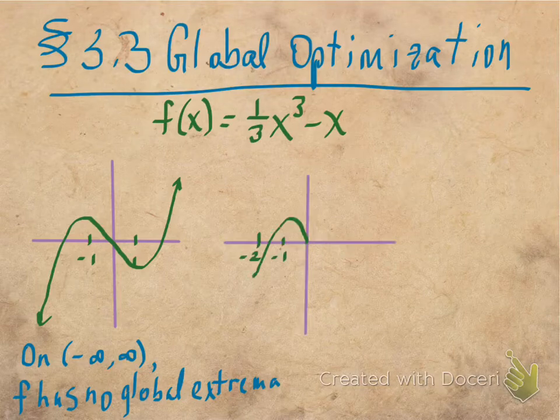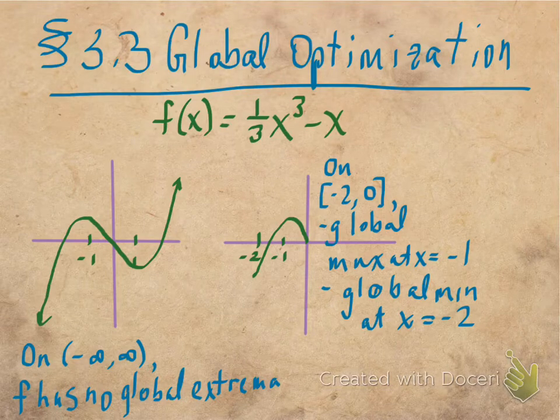But notice that if we restrict our domain, say on the closed interval from -2 to 0, then we do have a global max. Namely, we have a global max at x equals -1, which was the same place we had a local max in the original function on the whole real line. And we have a global min at -2, which is one of the endpoints of our interval. So on this closed bounded interval, we do have a global max and a global min.